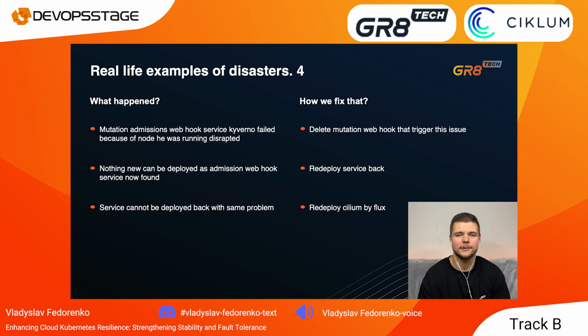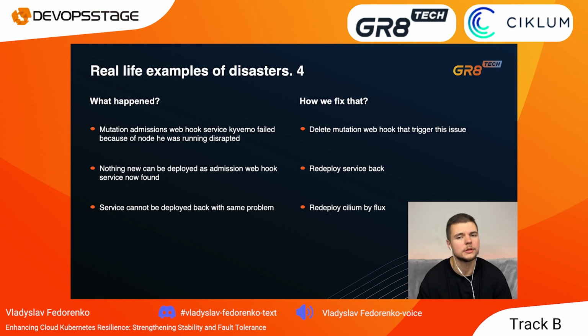And the fourth example of disaster we met is related to Kyverno and the mutation admission webhook. What is a mutation admission webhook? It is a Kubernetes entity that validates or mutates every resource applied to Kubernetes. When our node that held Kyverno was gone, we were unable to start any deploys because the Kyverno service was not found and Kubernetes was trying to validate the deploy somehow and was unable to.